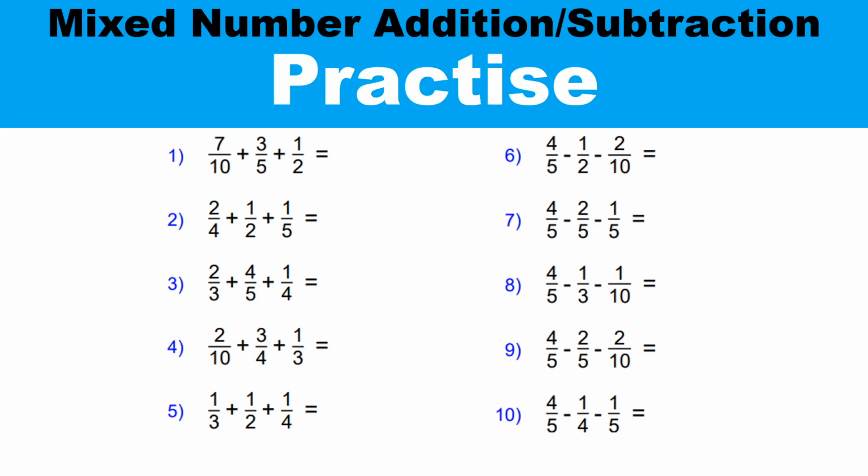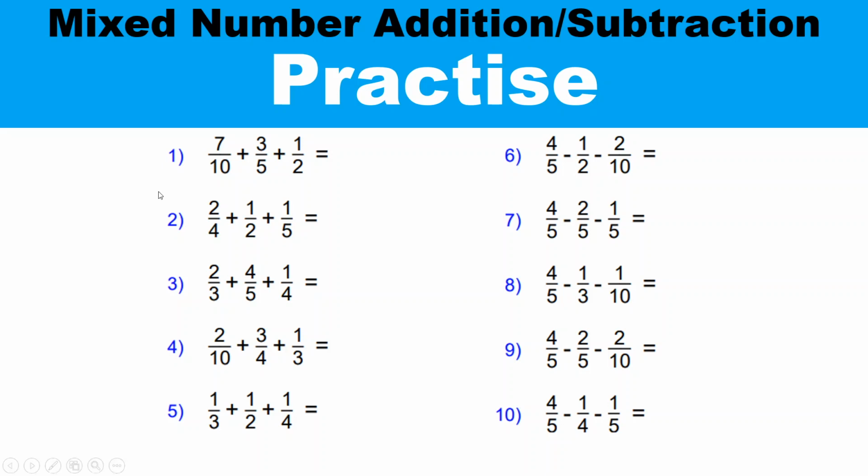Time for some practice now. So go ahead and hit pause, copy these questions out, get yourself a common denominator. Remember, you're looking for the lowest common multiple of these denominators. And whatever you multiply the denominators by, you must multiply the numerators by as well. Then when you're going to add or subtract these fractions, do these operations one at a time.